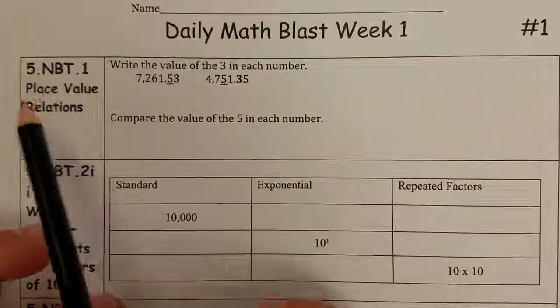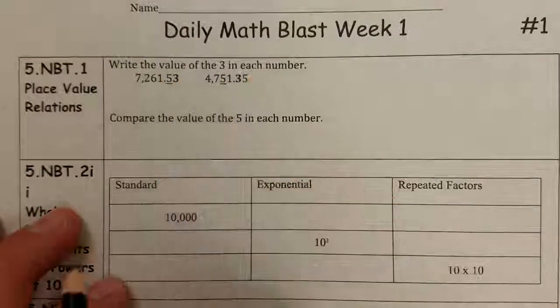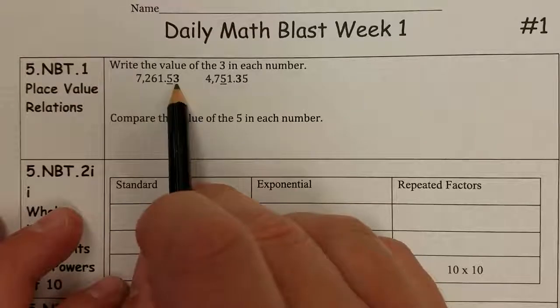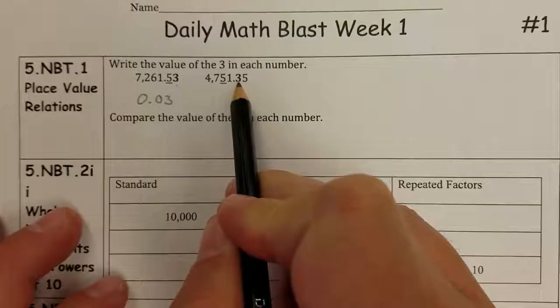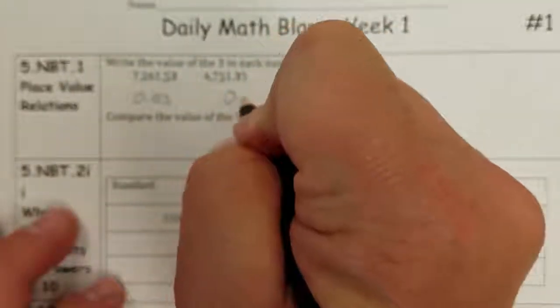5 MBT 1, place value relations. Write the value of the 3 in each number. So we have the 3 right here in the hundredths place, so the value of that would be 3 hundredths. In this number here, the 3 is located in the tenths place, so the value would be 3 tenths.